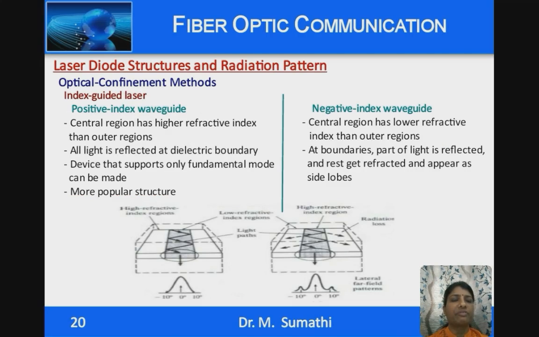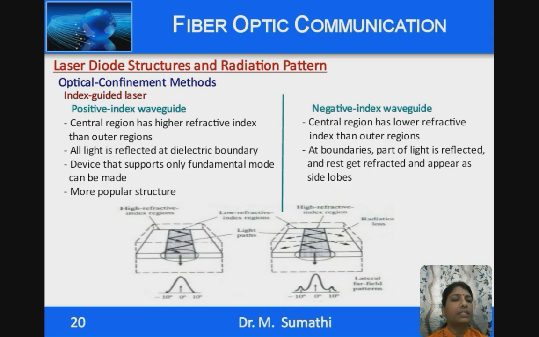So, there are 2 types of index guided lasers. One is the positive index waveguide and the other is the negative index waveguide. As mentioned, in a positive index waveguide, the central region has a higher refractive index compared to the outer regions. Therefore, light is reflected at the dielectric boundary and propagates along the higher refractive index region. This is a very popularly used structure, and it is used for single mode lasers.